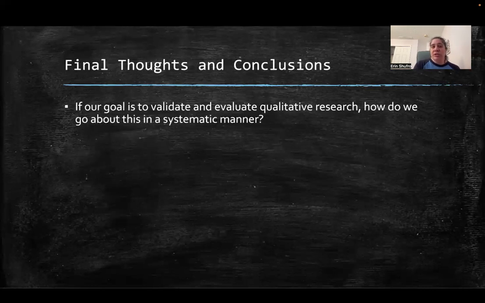So, final thoughts and conclusions. If our goal is to validate and evaluate qualitative research, how do we go about this in a systematic manner? Again, we want to start with determining whether or not the research is valid to us, the reader. Then we want to look at who is performing the research, any ulterior motives they might have, or who is funding the research. We want to look at how the research was conducted. Does it make sense within what we're trying to find? We want to look at, are there guardrails on the research? Are there safety nets? Did the researchers employ some method to ensure that there's quality control in their own research?